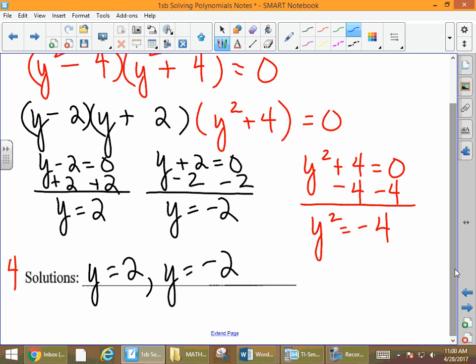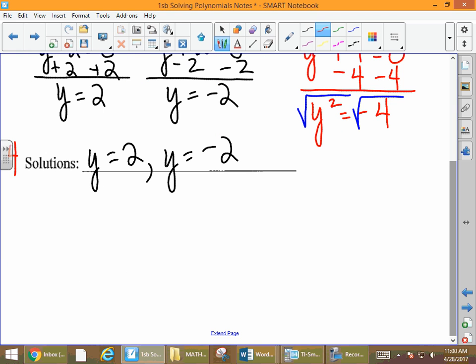We're going to take the square root of both sides. That's how we solve that squared problem. Square rooting and squaring are inverse operations. They cancel each other out. So this becomes y. And over here, we're going to take the square root of negative 4.